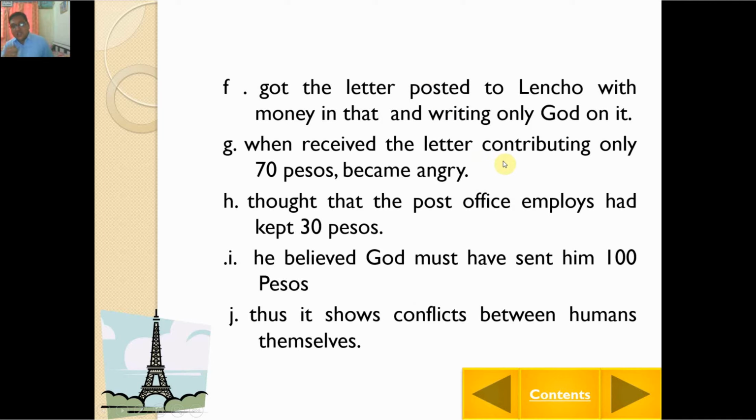When Lencho received the letter containing only 70 pesos, he became angry. He thought that the post office employees had kept 30 pesos. He believed God must have sent him 100 pesos. Thus it shows the conflict between humans themselves.